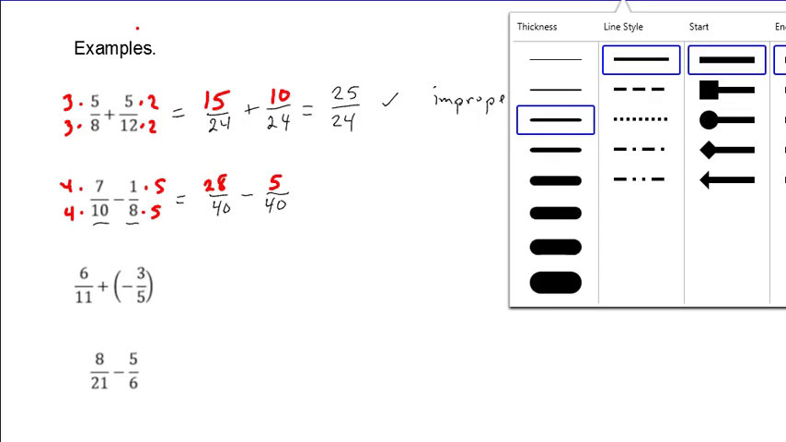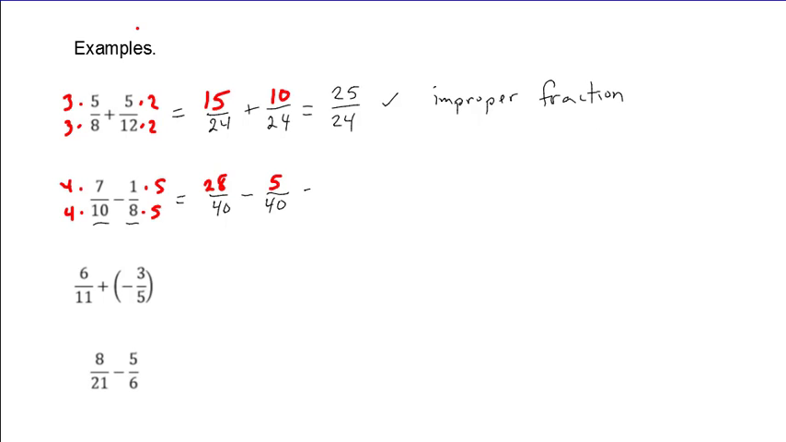So now I have divided my fractions into the same number of parts. I have 28 minus 5 is 23 parts out of 40. That does not reduce. 23 is a prime number. We are done with that problem.